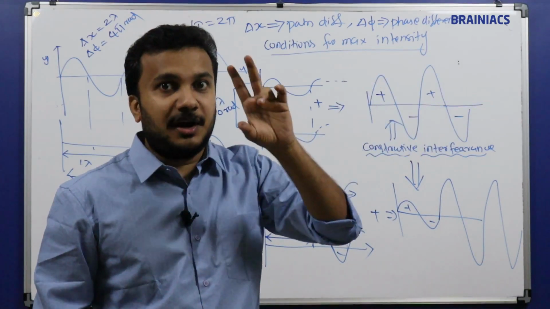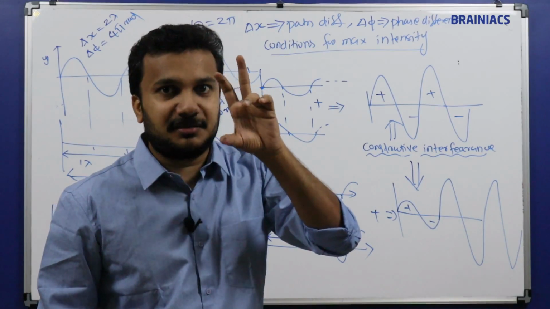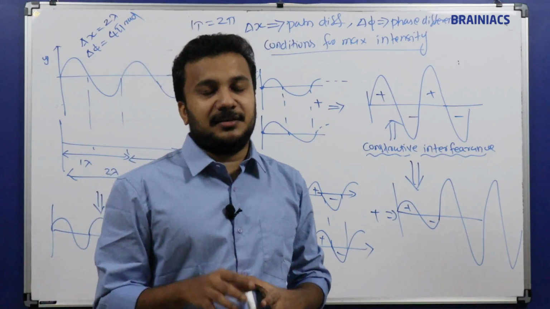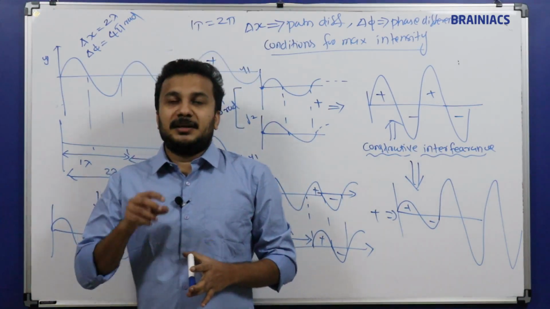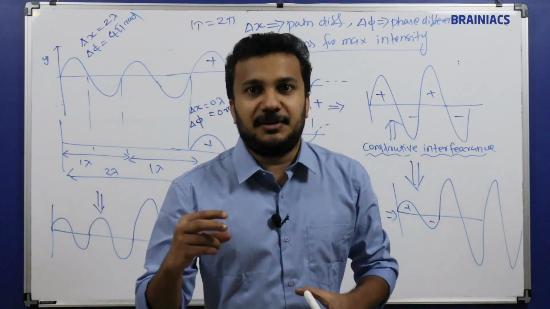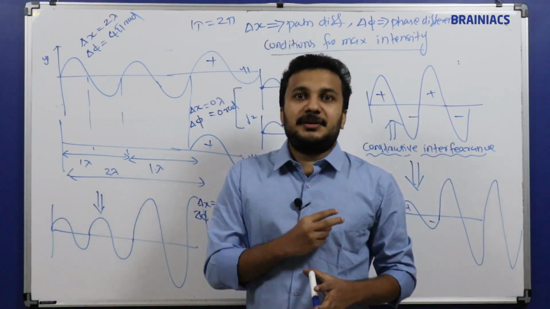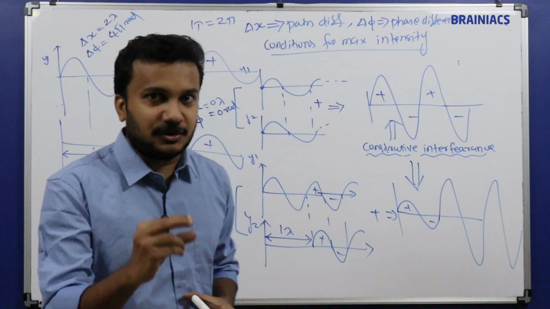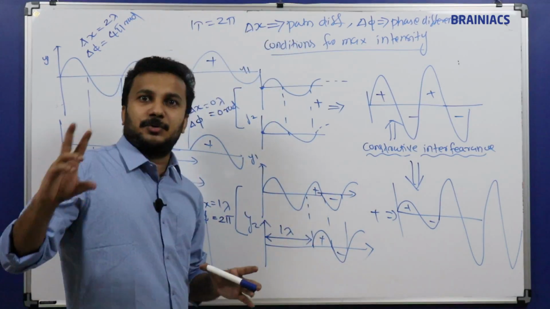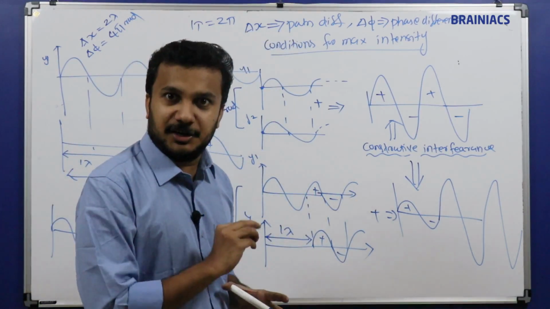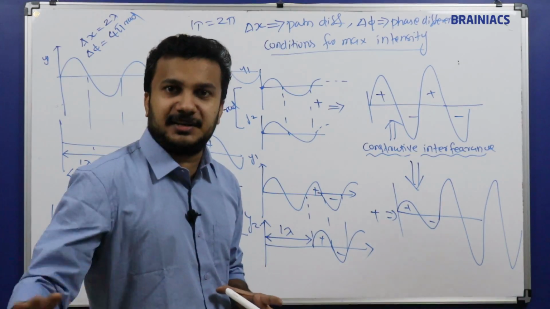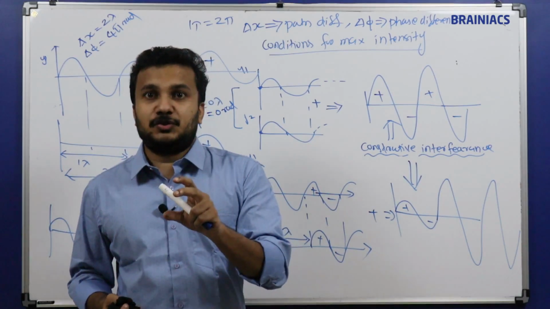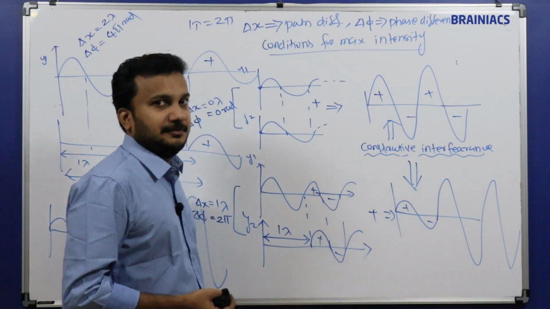Okay, so now I hope you understand what is called constructive interference. Always crest must join with crest, or trough must join with trough. That condition is called constructive interference. For constructive interference, the path difference is equal to 0 lambda, 1 lambda, 2 lambda, 3 lambda, 4 lambda, and the phase difference is equal to 0 radian, 2 pi, 4 pi, 6 pi, 8 pi, etc. Now we got a super conclusion for constructive interference.